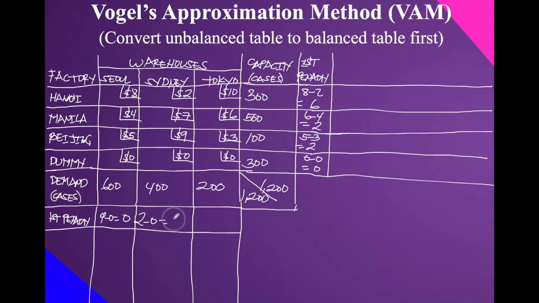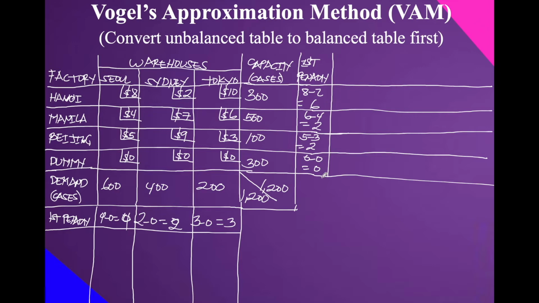For the first penalty of the columns, the two lowest costs are 4 and 0 under the column of Seoul. So 4 minus 0 equals 4. For the Sydney, 2 and 0. 2 minus 0 equals 2. For the Tokyo, we have 3 and 0. So 3 minus 0 equals 3. Okay. So we have 4, we have 2, we have 3. We have 6, we have 2. We have 2. We have 0.